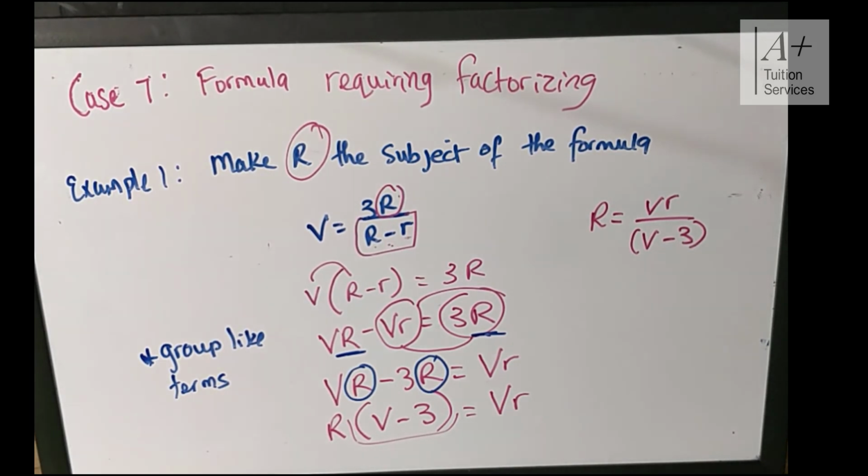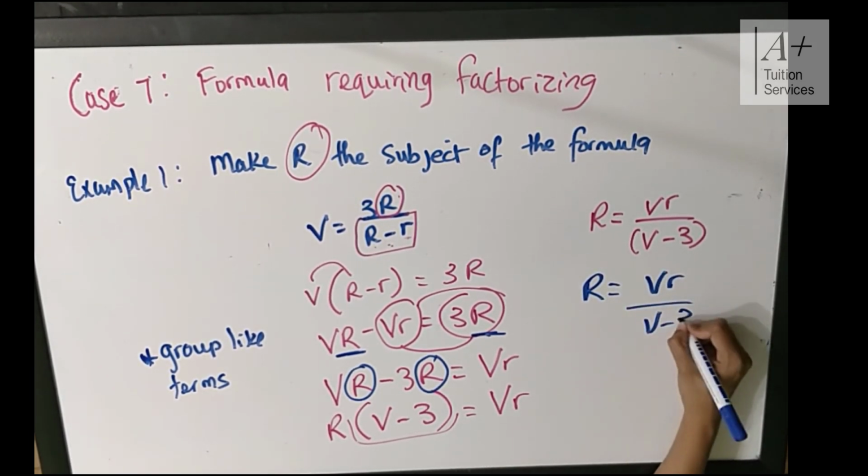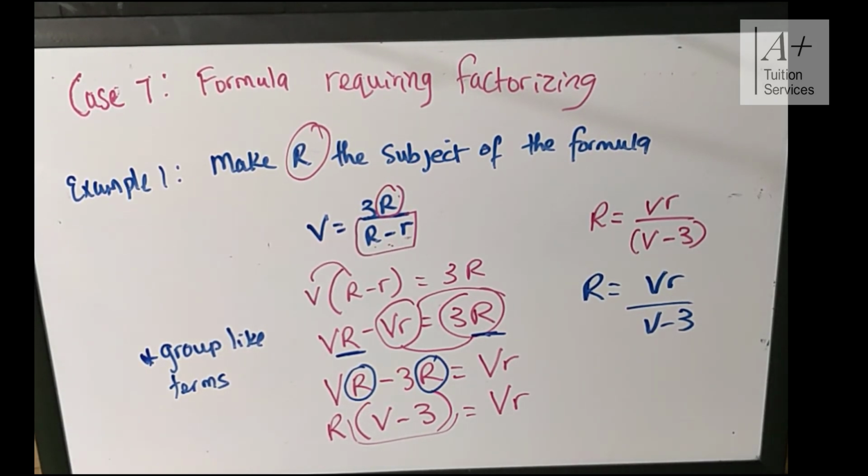And we could also rewrite this to make a little more sense by taking out r. So R is equal to r times V over V minus 3. Okay? So this was example 1. I hope you pause the video and make the necessary notes, and we'll do our next example now.